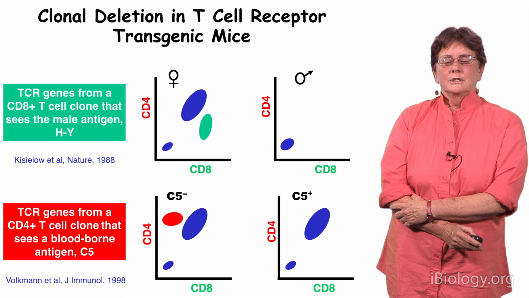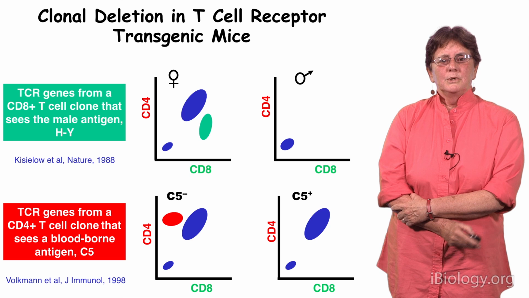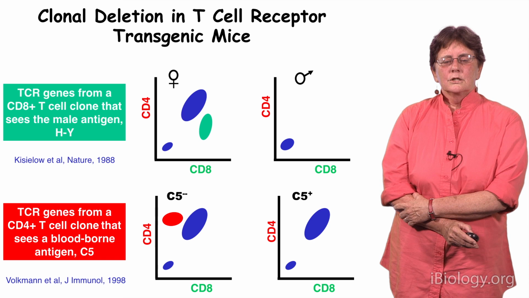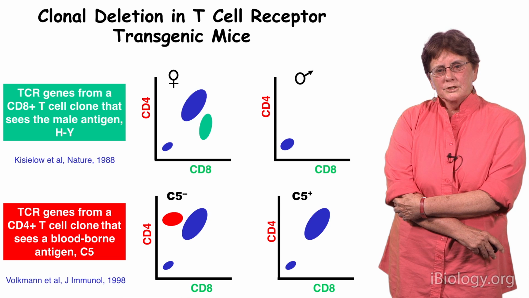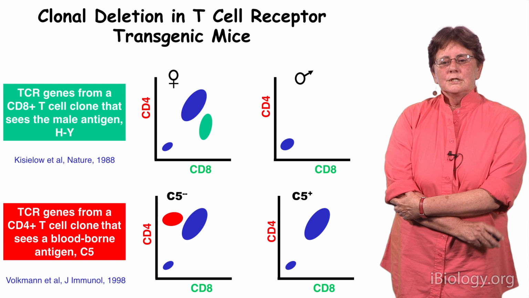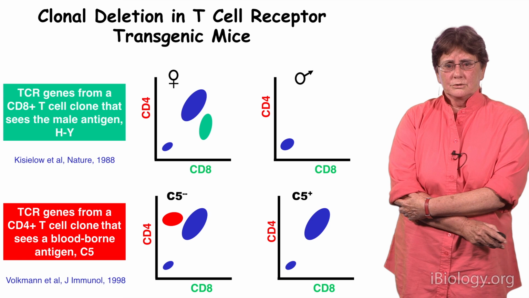no CD4 single positives. Now, from this one slide, you can already learn several things about clonal deletion. First of all, clonal deletion happens to both CD4 positive and CD8 positive T cells. And secondly, it can occur in different places at different stages during T cell differentiation. So in the top case, we had an antigen which is male specific, and it's a ubiquitous antigen found on all cell types. So as soon as T cells as double positives have finished the rearrangement of their T cell receptors, they get deleted. And there's no T cells available for continuing maturation.